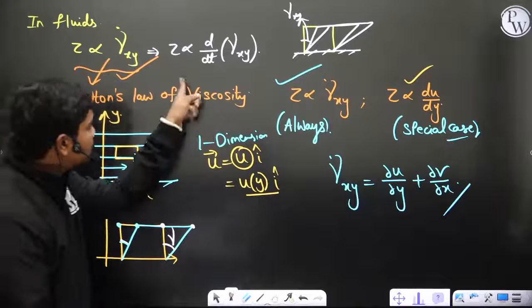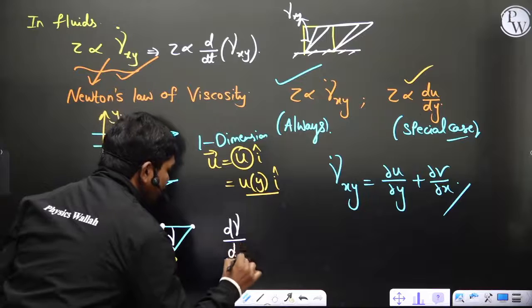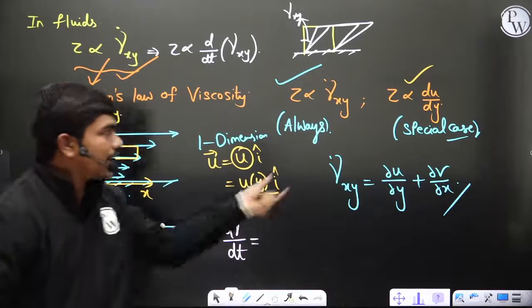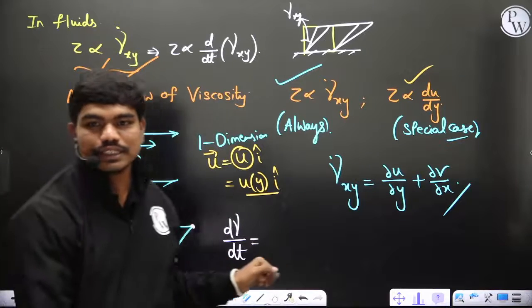Now if you see this value d gamma by dt, I'll show you how this d gamma by dt is actually equal to du by dy in this case. Sir, please say a bit slow.